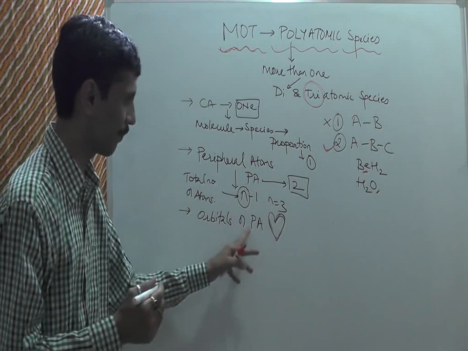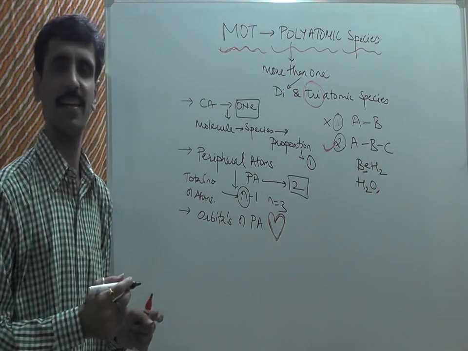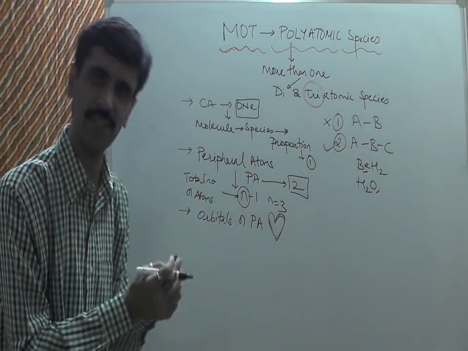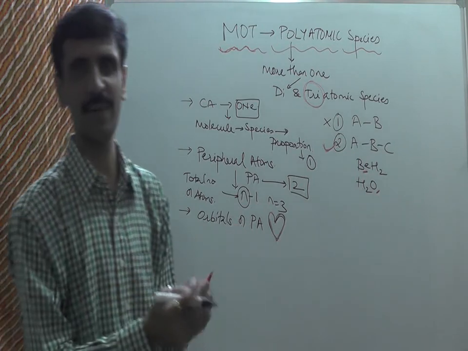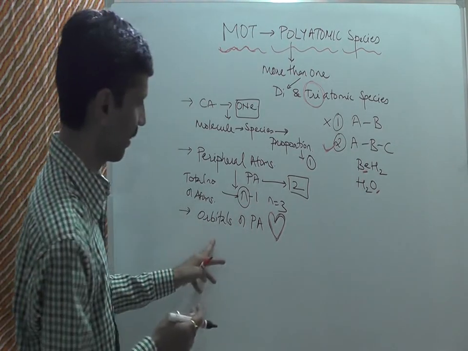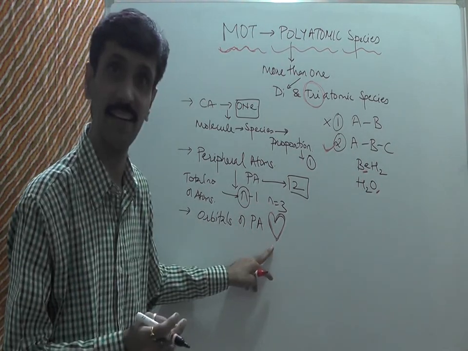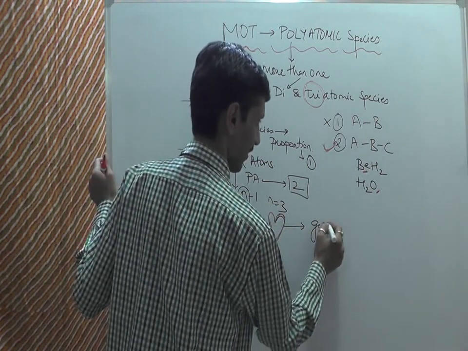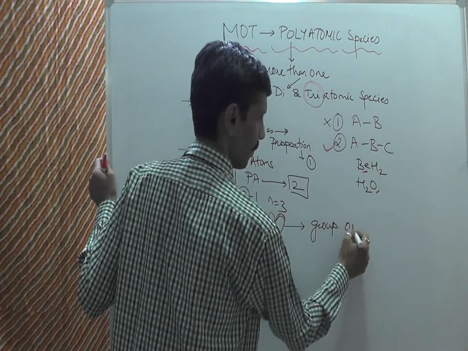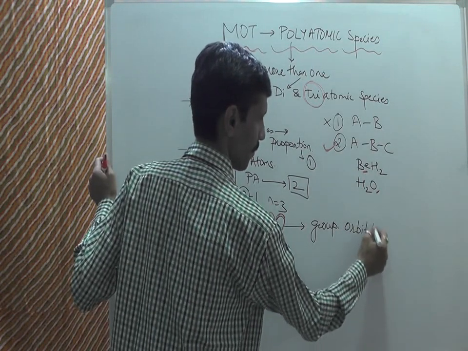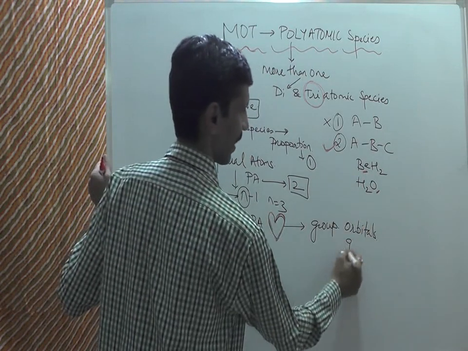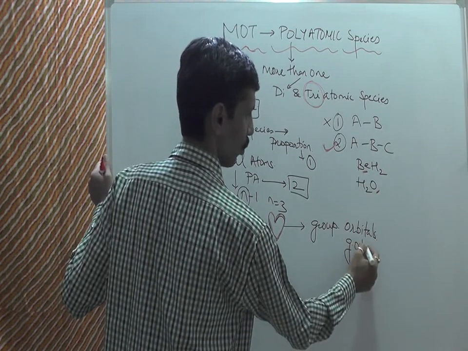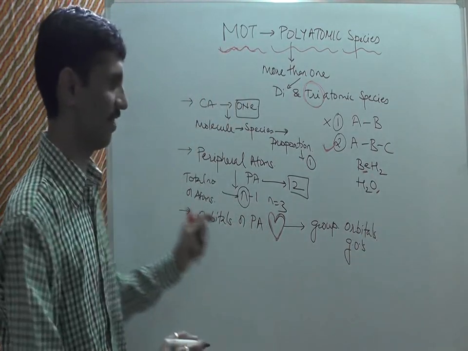So orbitals of peripheral atoms will combine. ओके, कॉम्बिनेशन होता है, प्यार होता है एक दूसरे के बीच में, तो ऑब्वियसली कॉम्बिनेशन होना जरूरी है. So orbitals of peripheral atoms combine and that results in the formation of group orbitals. OK, इसको हम लोग बोलेंगे GEOs. ओके, गो नहीं, इट इज जियोस.